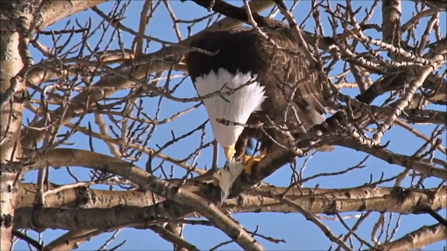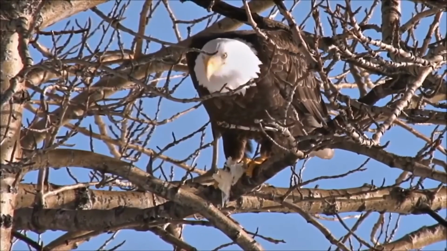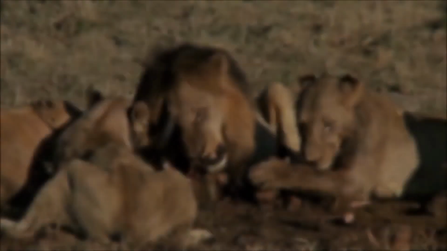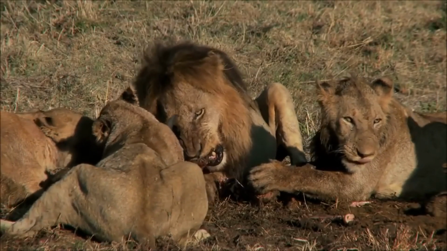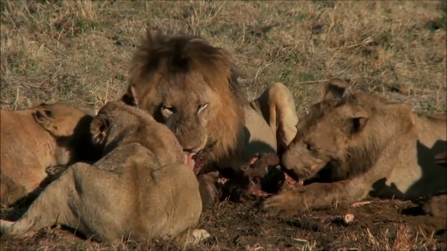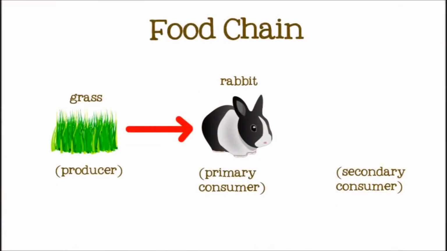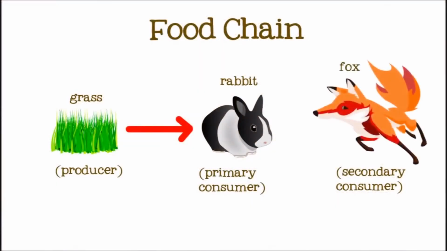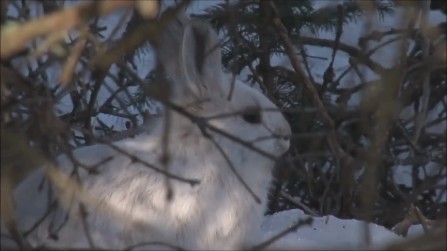Next comes a secondary consumer, the second consumer in the food chain. This consumer is a carnivore and gets its energy by eating other animals. Maybe our rabbit will get eaten by a fox. When the fox eats the rabbit, part of the energy that the rabbit got from the grass is transferred to the fox. This is the end of this simple food chain.